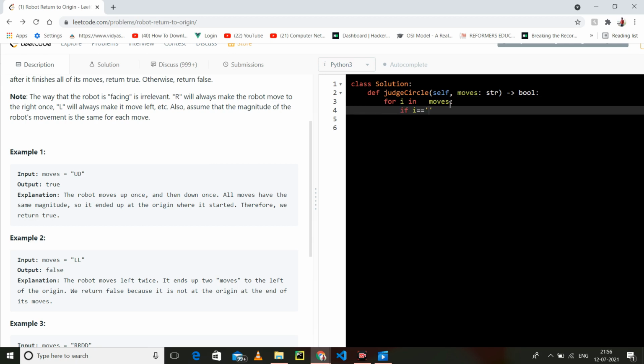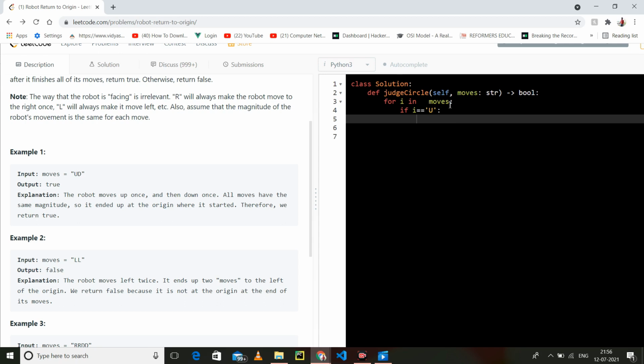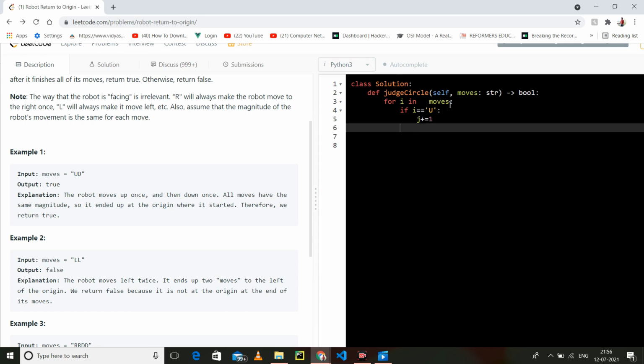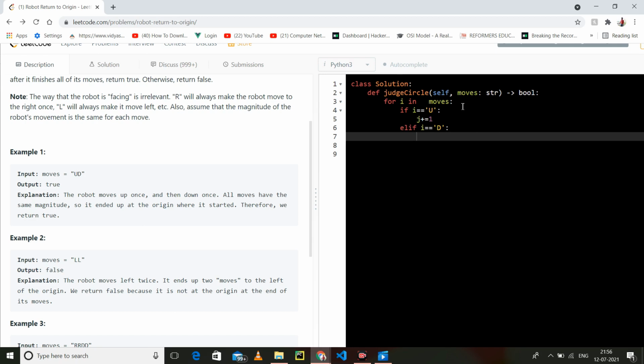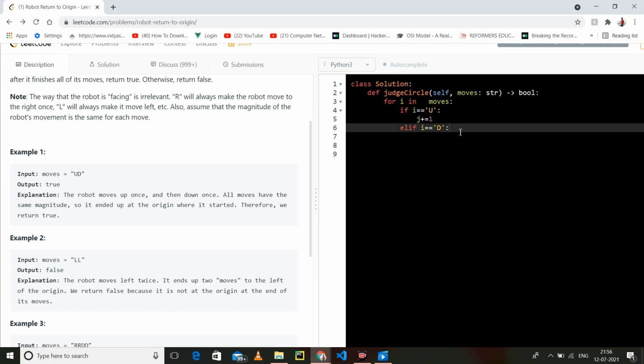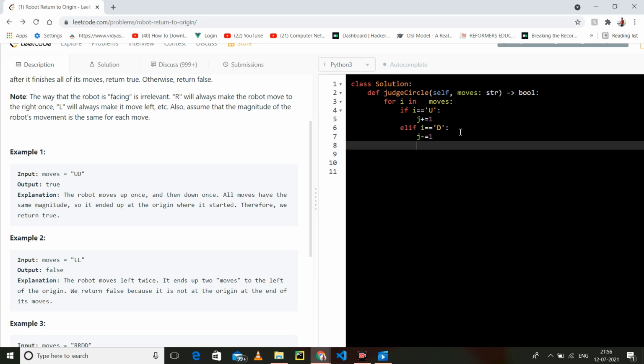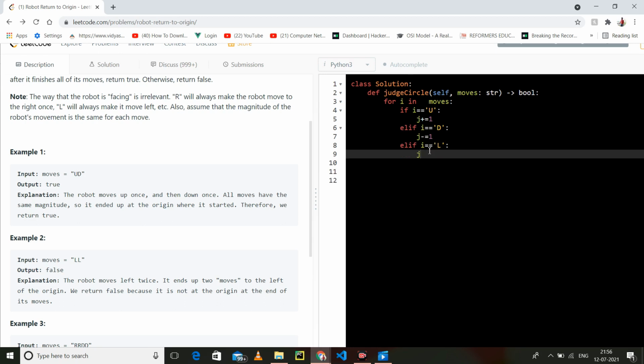If the move is up, that means we are going in the y direction, so j plus 1. If the move is down, that means we are coming back. If I am going in the upward direction and then I say come down, I have to come down, so I have again come to the original position, means j minus 1. If the move is left, we are going left in the x direction, so I is decreasing, because we are going to the left side.